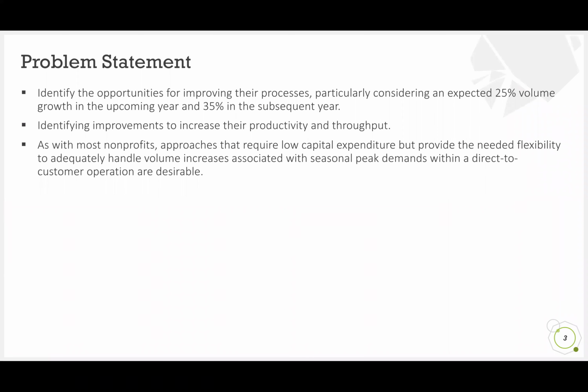In recent years, they have found a problem: in the festival season, they have expected 25% volume growth, and 35% in the subsequent year. So they are trying to figure out if there is any way they could improve their processes and productivity, and any kind of suggestion is welcomed. But we also have to remember they are a non-profit organization, so they have some budget constraints.